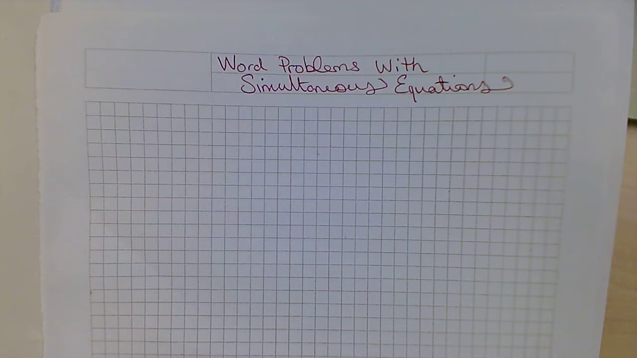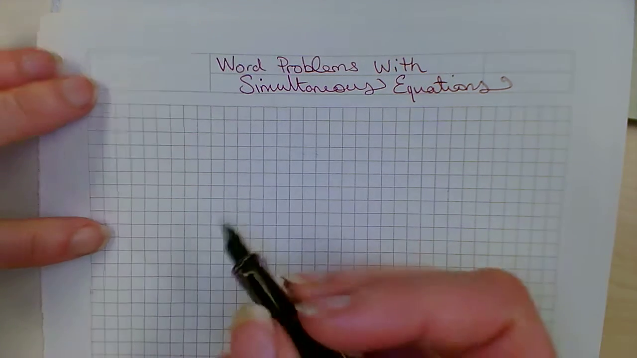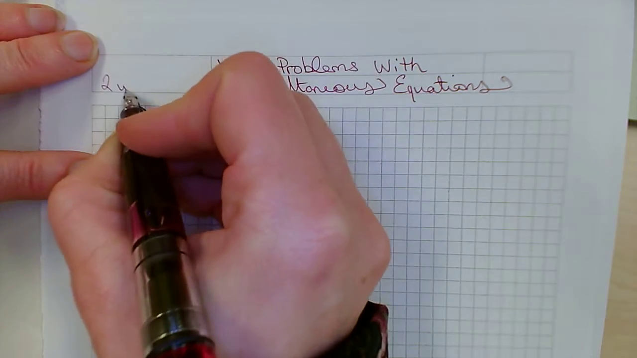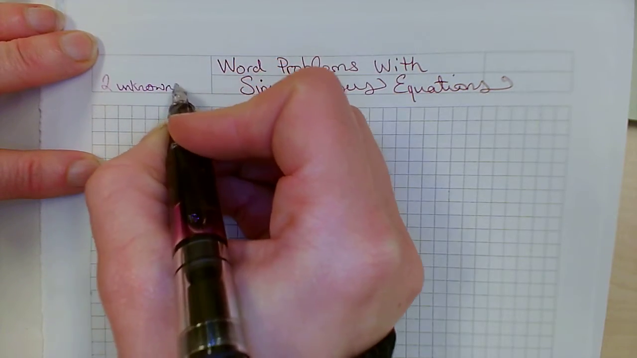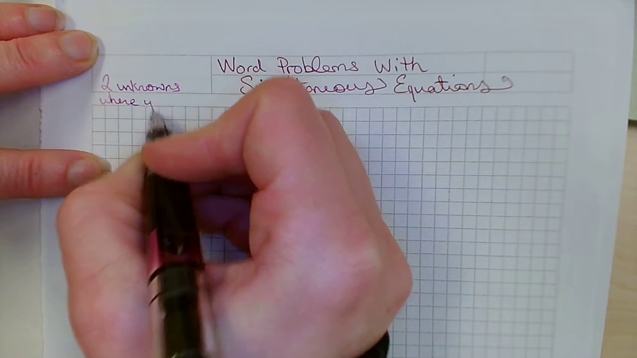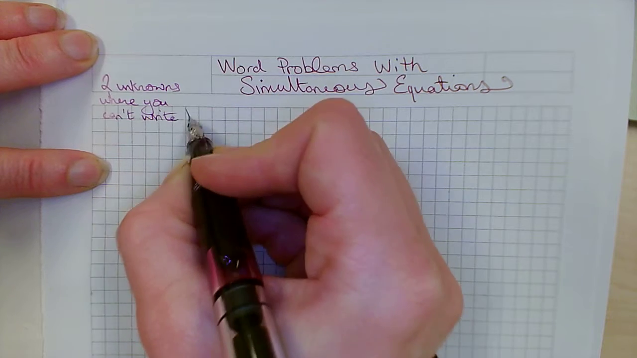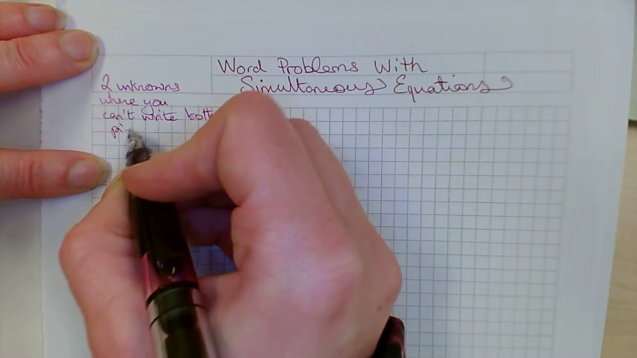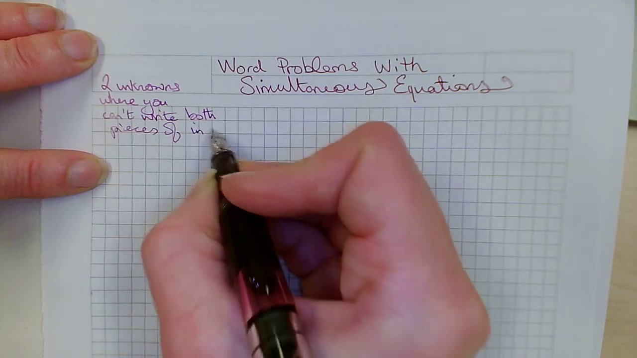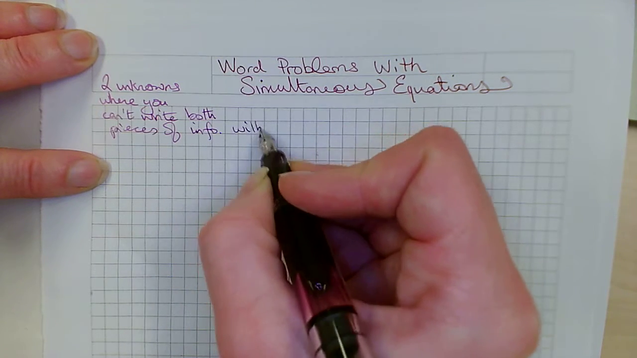Okay, so we're going to start looking at a new type of word problem that we'll never have seen before, word problems that lead to simultaneous equations. And the main thing that we're looking out for in terms of identifying these types of problems is that there will be two unknowns where you can't write both pieces of information with one variable.